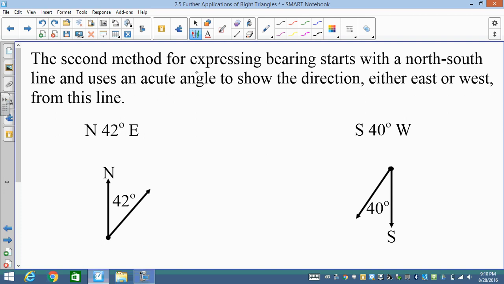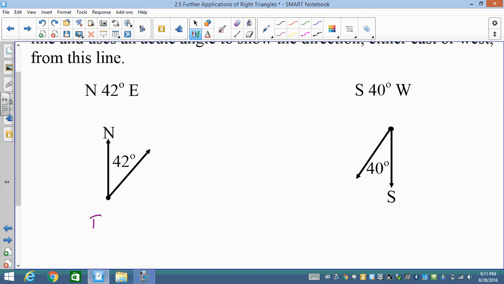Okay, the second method for expressing bearing starts with a north-south line and uses an acute angle to show the direction, either east or west from the line. So north 42 degrees east. On this one particular one, if I'm looking straight north, I'm going 42 degrees east. If we put this into terms of bearing, this would be a bearing of 42 degrees.